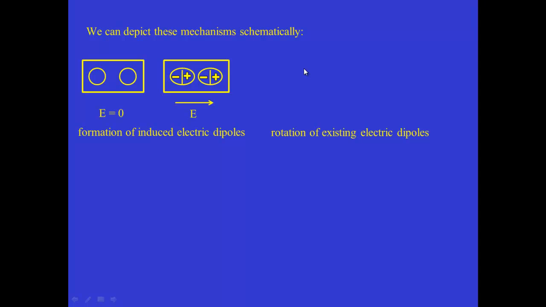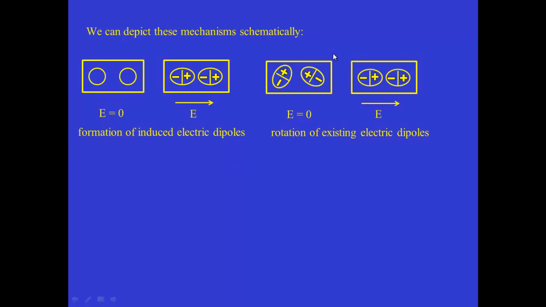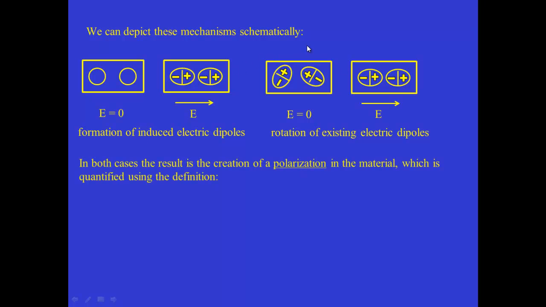Let's also look at what happens if matter has existing electric dipoles inside, but they're not lined up. And the reason that this might happen when there's no applied field is due to thermal agitation. The temperature of the system causes these dipoles to jiggle back and forth around some equilibrium position, and they don't experience normally a net alignment. But when we apply an external electric field, then these dipoles rotate and they line up with the applied field. And so what's interesting about both mechanisms is they end up producing an end result that's very similar. Both cases result in the creation of a polarization in the material.